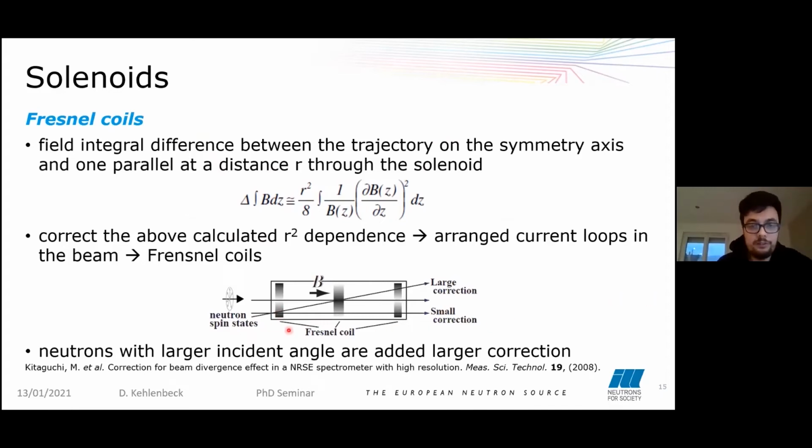And here in this figure, three Fresnel coils are aligned to each other so that neutrons with the larger incident angle are given larger corrections compared to neutrons with a smaller incident angle.